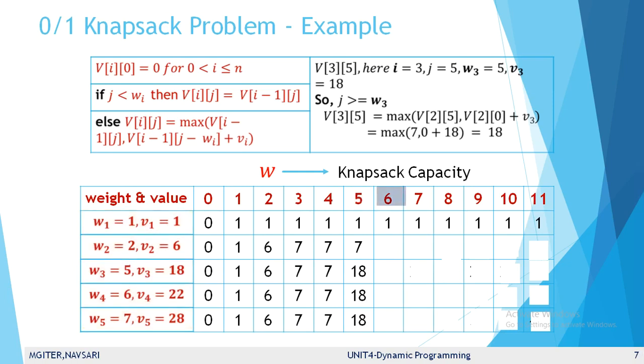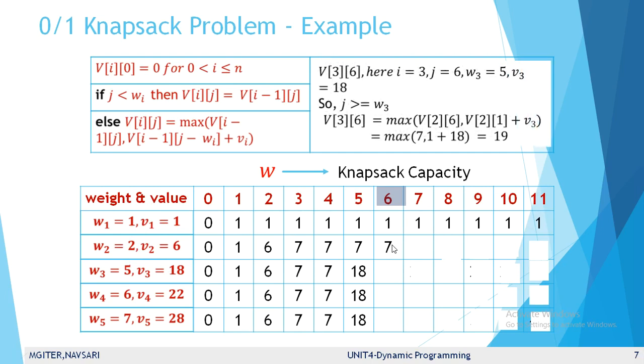Now in the sixth column, the capacity of the bag is 6. So here we include the two items with the weight of 1 kg and 2 kg. So profit is 7. Now in the next row we have 3 items with the weight of 1 kg, 2 kg and 5 kg. We have a capacity of bag of 6. So we include the 2 items with the weight of 5 kg and 1 kg. So profit is 1 plus 18 is 19.